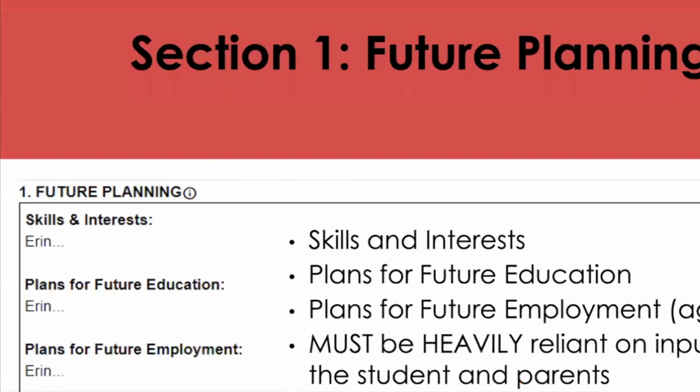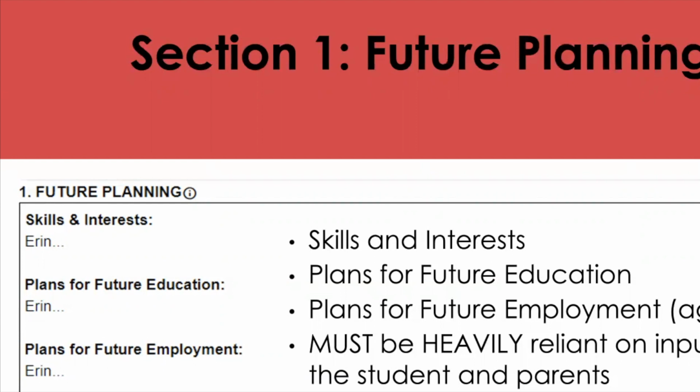So section 1 of the IEP talks about future planning. One of the largest mistakes we see in future planning is when we talk about what the school wants. Future planning is about what the student's future plans are, not what the school is planning for the student. So what are the students' skills and interests? What are the students' plans for the future? What are the students' plans for future employment, for example? And it must be heavily reliant upon input from the student and parents.